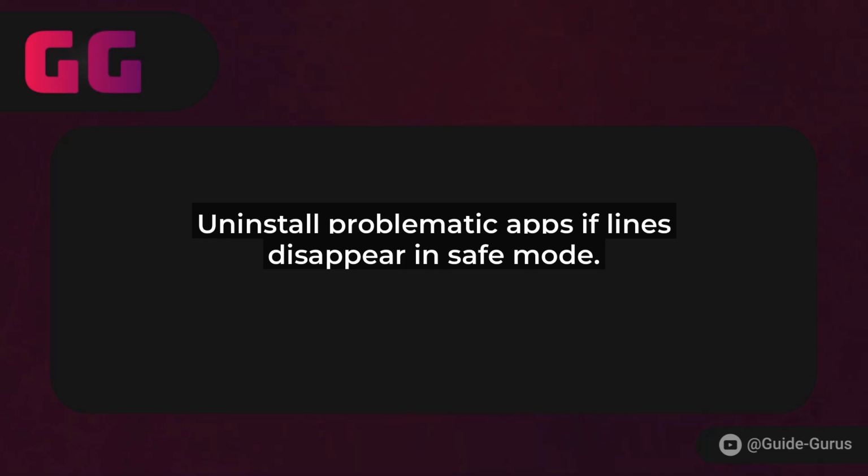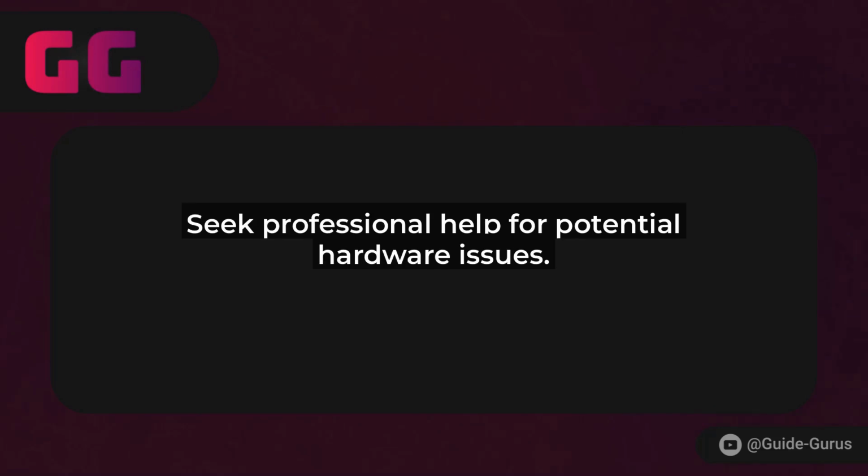If you're still seeing lines, it might be a hardware issue, like a loose cable or damaged screen. In that case, it's time to visit a certified repair shop. Don't try to open your phone yourself to avoid voiding the warranty.